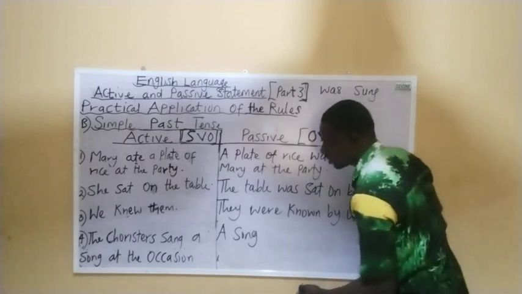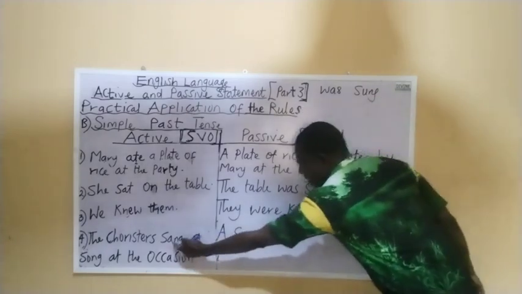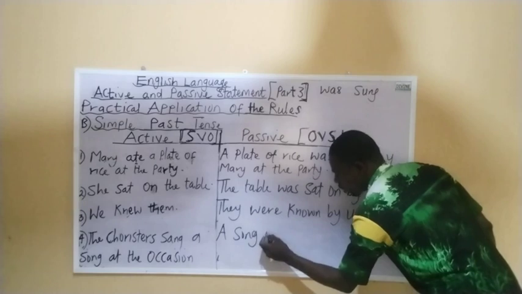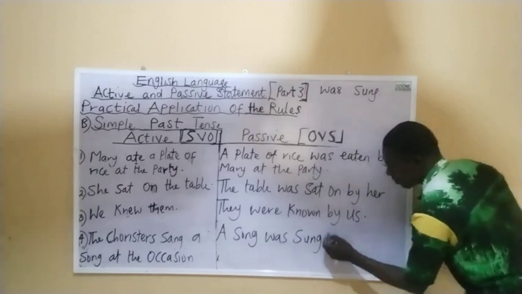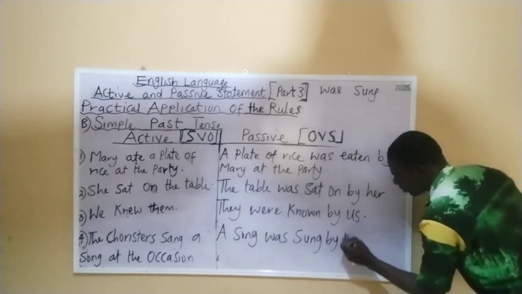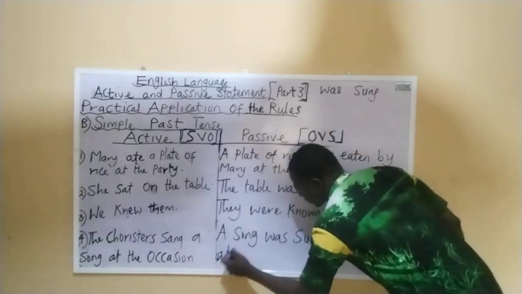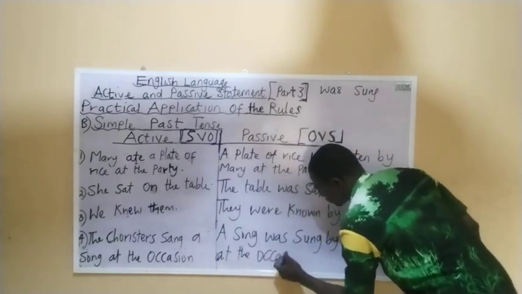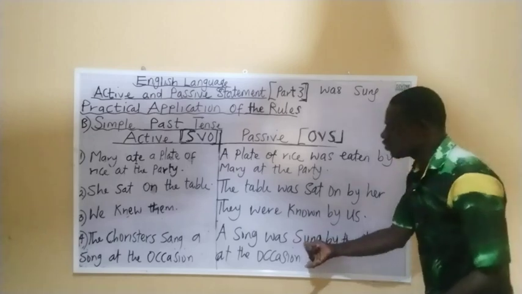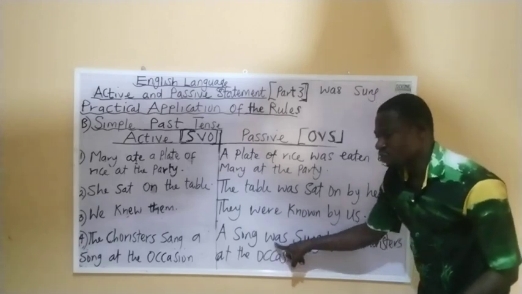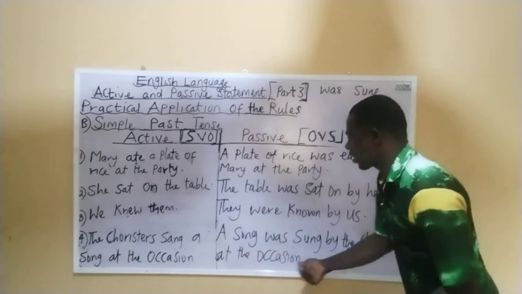So we have to use what? A singular what? Verb. And take note, we are maintaining the past tense, sang. So we have to use what? Was. A song was sung by the choristers at the occasion. So here we use sung, not sang. Why? Because we have to use the perfect form of sing. Because we use what? Was. A song was sung by the choristers at the occasion.